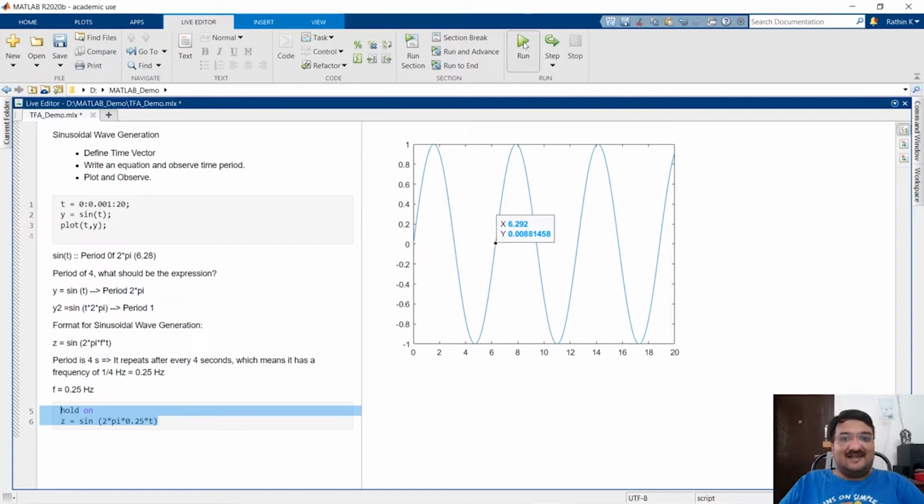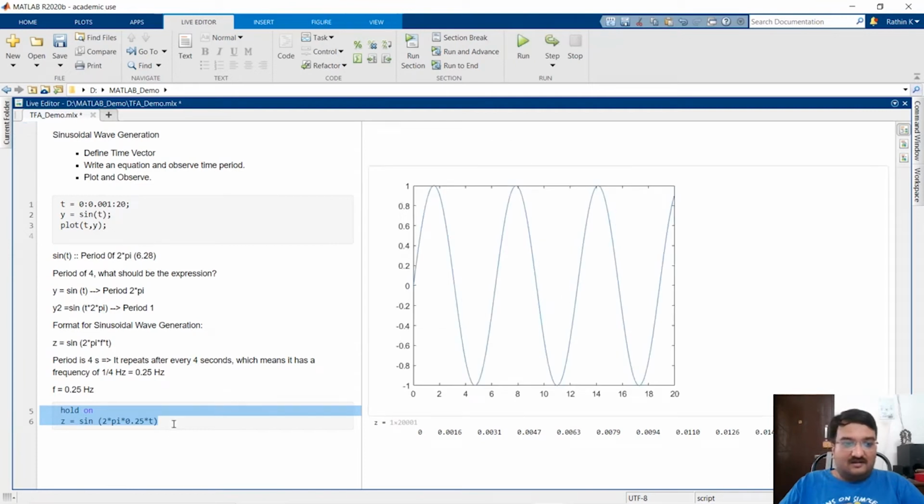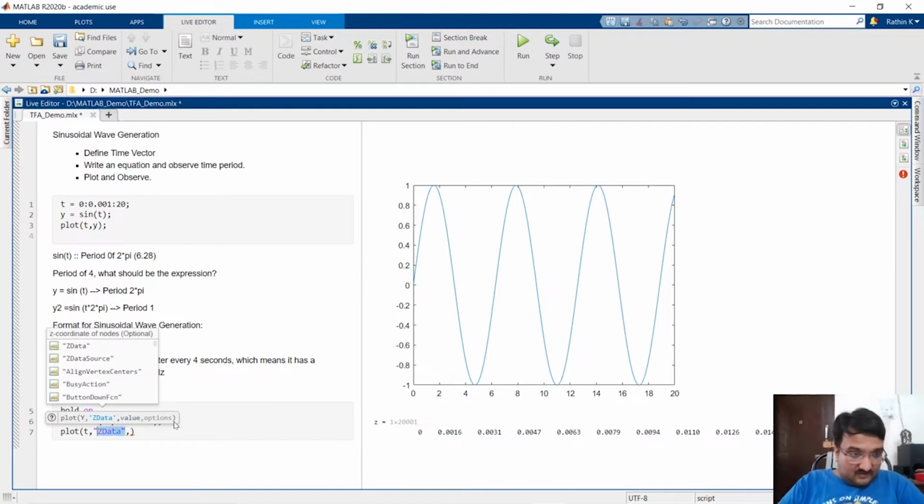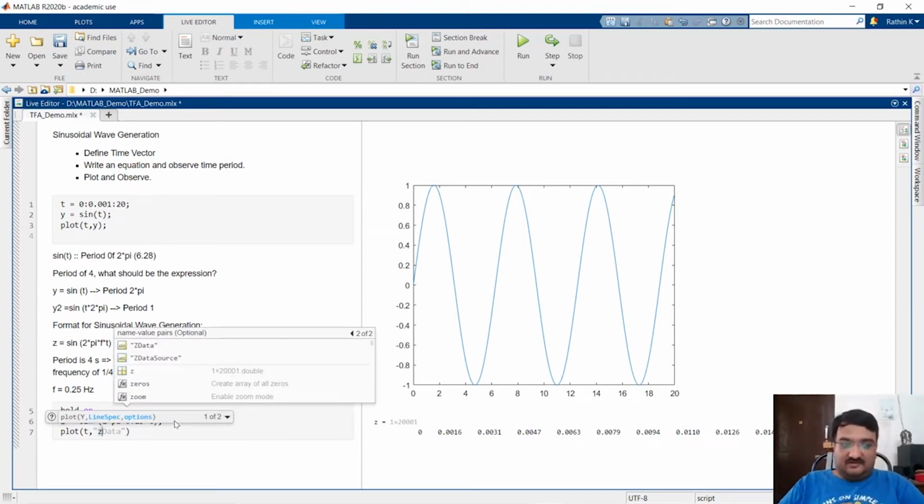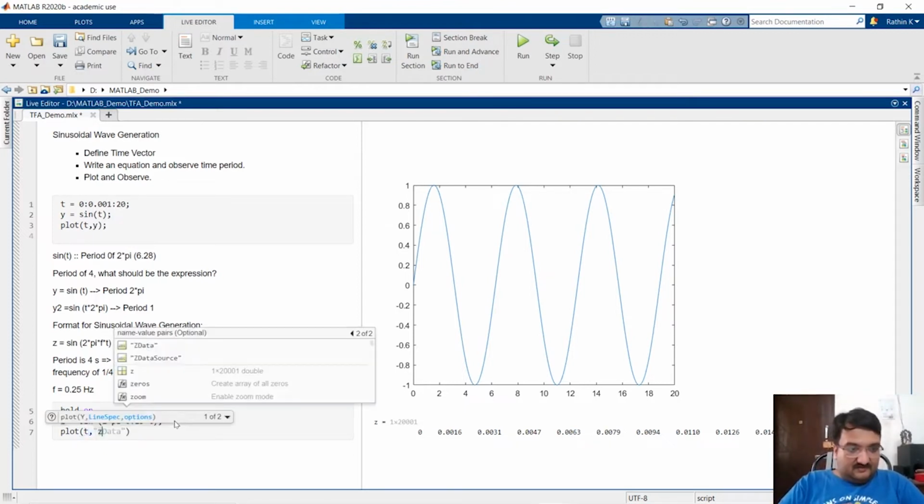Let's quickly see whether the same holds or not. So let me run this section. You will get an idea of how it is getting repeated. I have to plot it as well, so t comma z, these are the values. If I plot it, z.